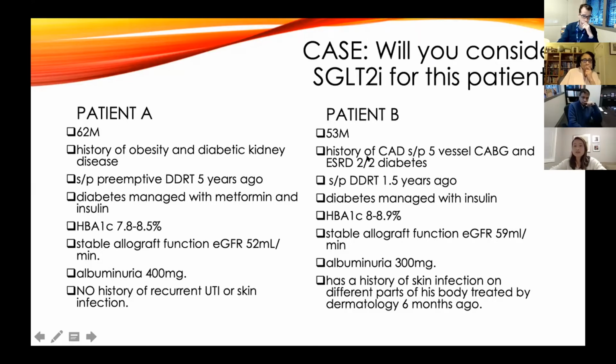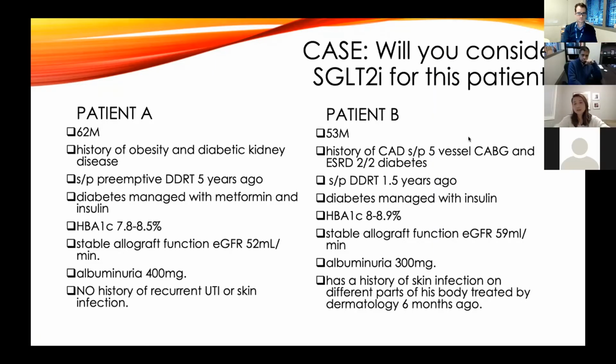Patient B, on the other hand, is a 53-year-old male. He has a history of CAD. He had a 5-vessel CABG and ESRD secondary to diabetes. He was recently transplanted about a year and a half ago. His diabetes is managed with insulin. His hemoglobin A1C is 8 to 8.9. He has stable allograft function of 59 mL per minute. He has albuminuria of 300 milligrams, and he has a history of skin infection on different parts of his body, treated by dermatology about 6 months ago.